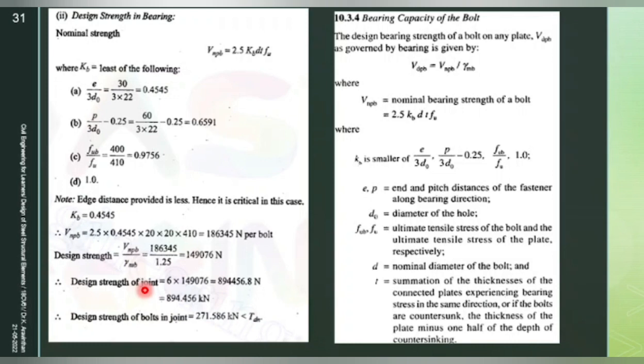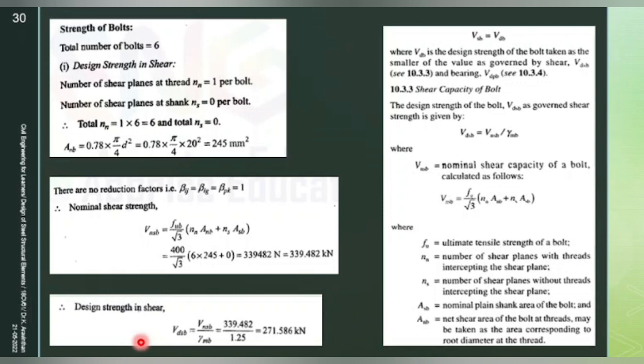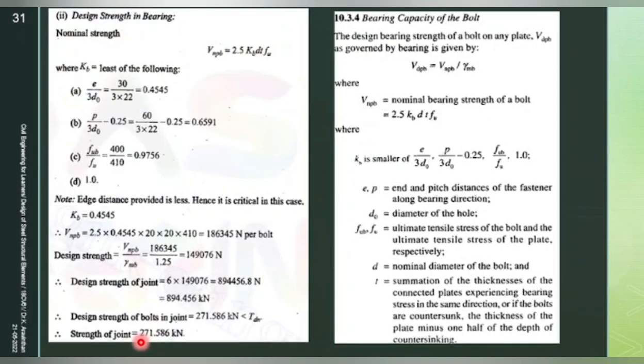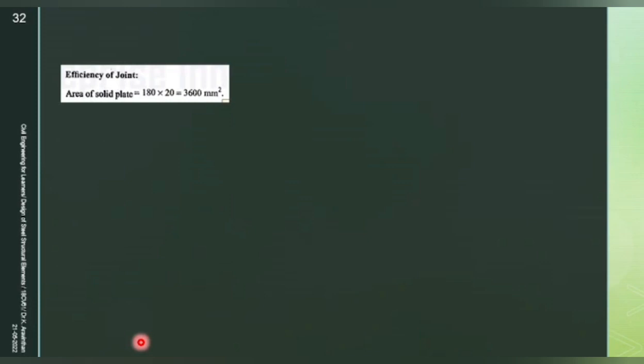Okay, now how to find the efficiency. The design strength of bolt in a joint is equal to 271. So this is your strength of the bolt, which is lesser than the others. Strength of the joint is 271. Can you recollect this 271? What is that? Here you check that. Next, how to find efficiency: you are providing a plate and a bolt. Now you are checking the efficiency.